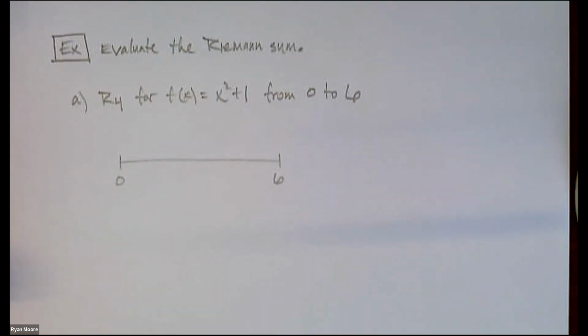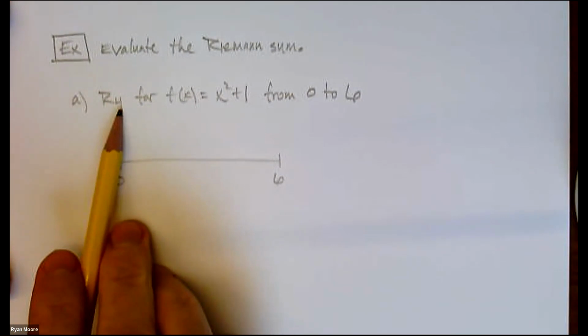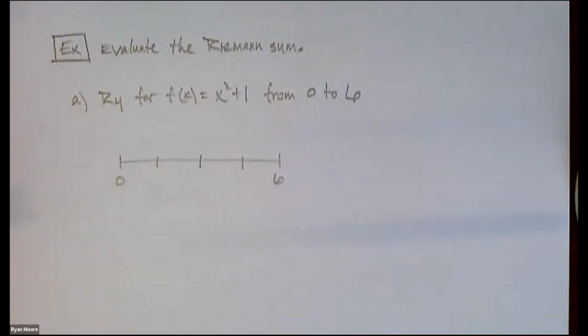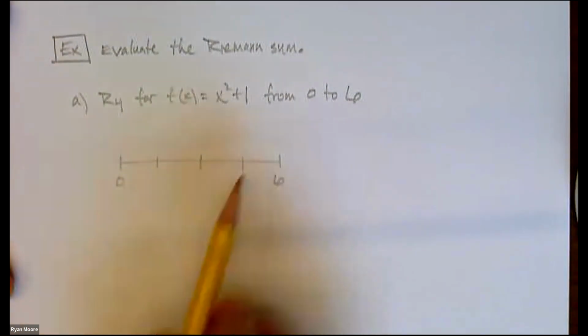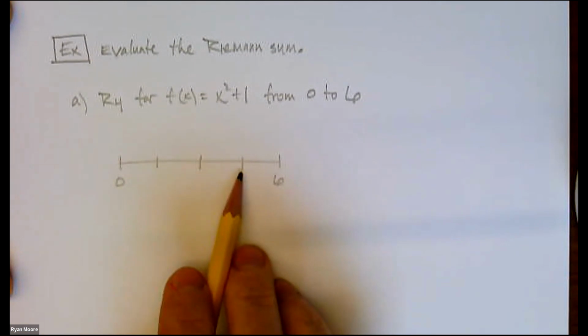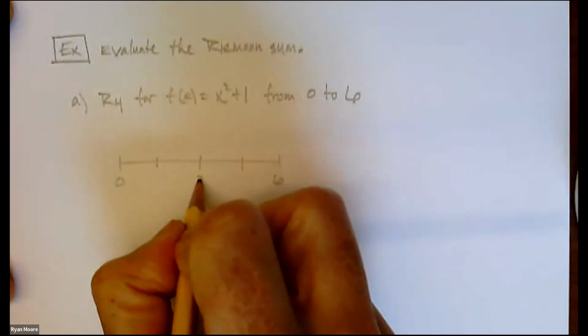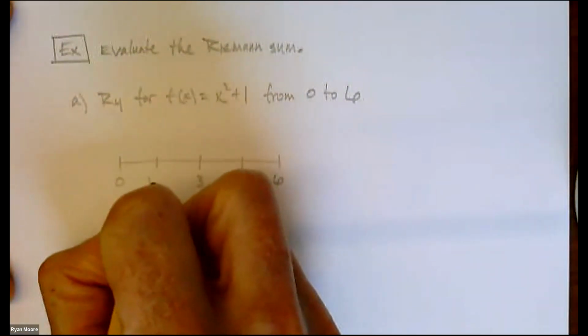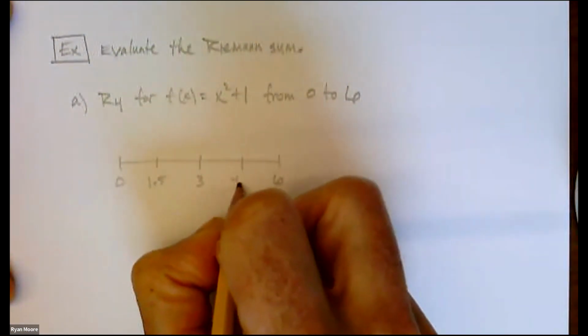And then note how many subintervals. So we're doing 4 subintervals. So I can divide it in half and then in half again. I've got my 1, 2, 3, 4 subintervals. Then we'll need to know where each of these occur. At the middle, it's at 3. But how about here? Well, 1.5 and 4.5.